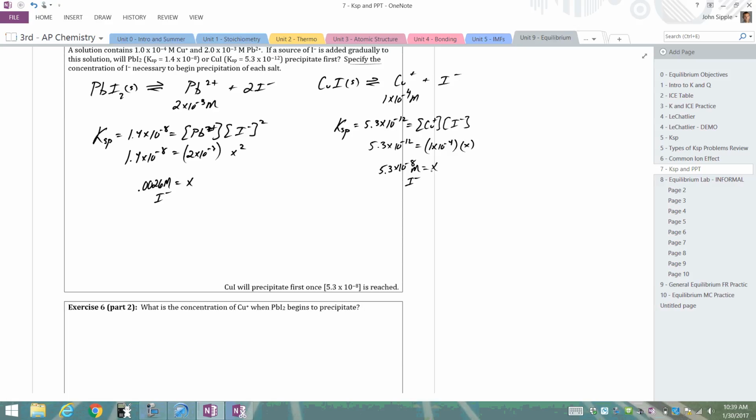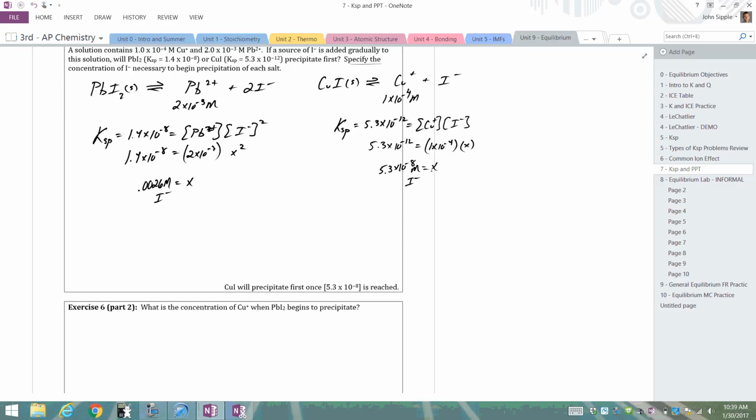But once the concentration hits 5.3 times 10 to the minus 8 molar, which is pretty small, the copper will precipitate out. So the copper is going to precipitate out first before the lead does. As you're adding, the concentration of the iodide continues to increase, but once it hits that mark, the copper iodide will start coming out first.